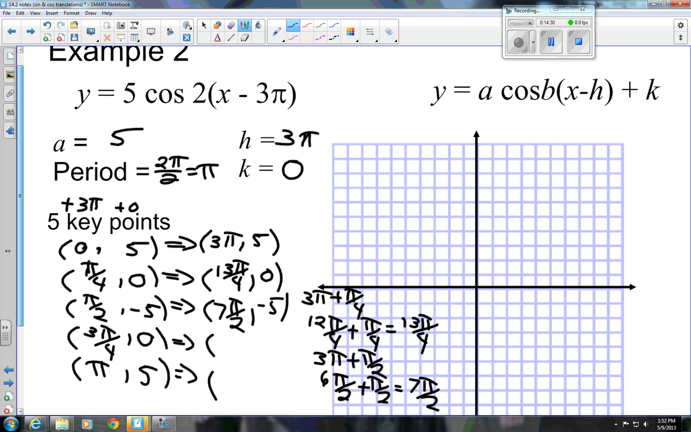Okay, then I've got 3 pi over 4. Now look, I already have the hard work done for this one. Go back to where we did pi over 4. 3 pi plus 3 pi over 4 is 12 pi plus 3 pi over 4, so that's going to be 12 plus 3, 15 pi over 4. Okay, and then 5 plus 3 is 4 pi. Okay, so now we have our new points.